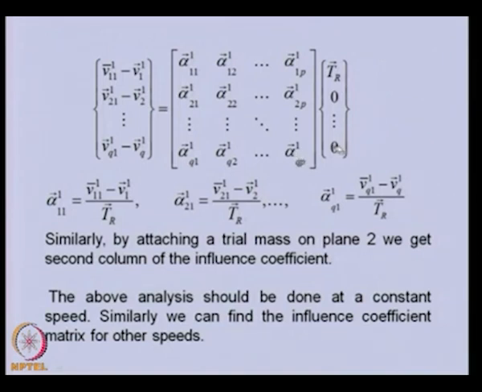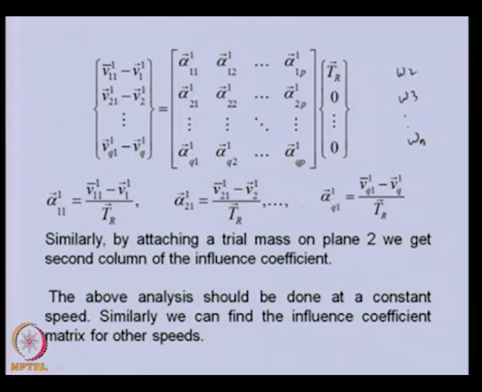If we keep the trial mass in the nth plane, we will get the influence coefficient of the last column. So, this is the procedure by which we can get the influence coefficient for one particular speed. The similar procedure we need to follow for other speeds, that means omega 2, omega 3 up to omega n, that is the speed of operation of the rotor. And whatever influence coefficients we are obtaining are based purely on measurements. So, based on measurement we can get these influence coefficients.